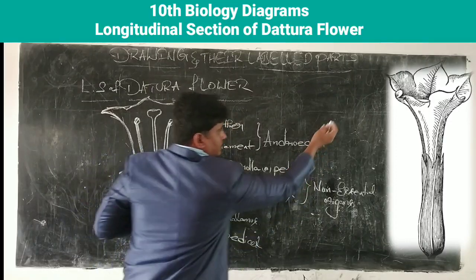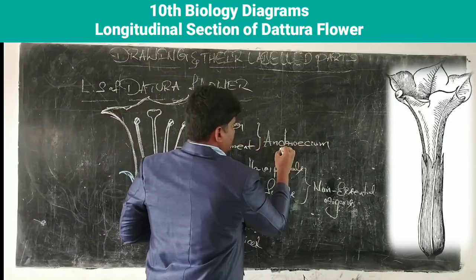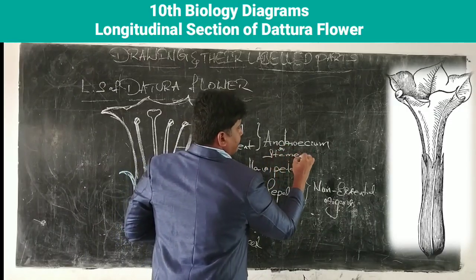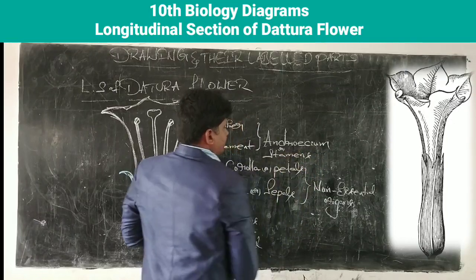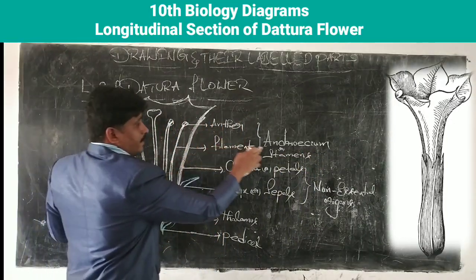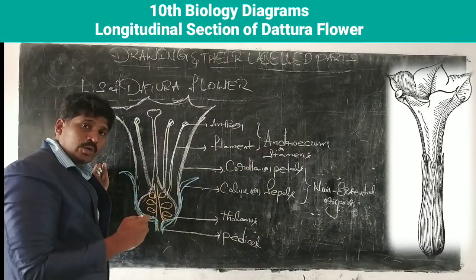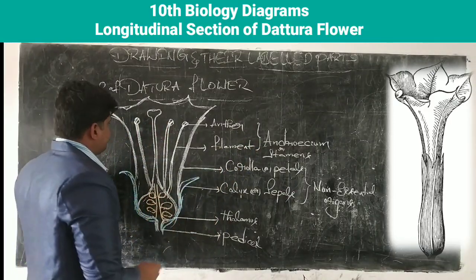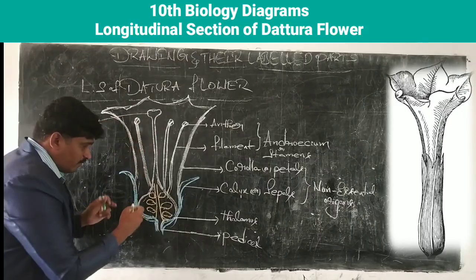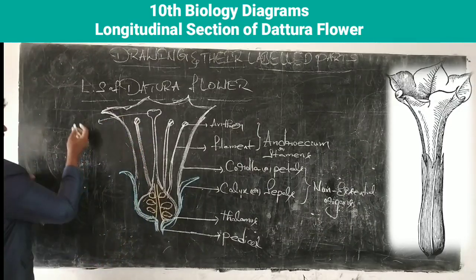Remember, students, all of you, androecium or stamens. Next, the androecium is the third whorl of the datura flower. Next, coming to the fourth whorl of the datura flower.